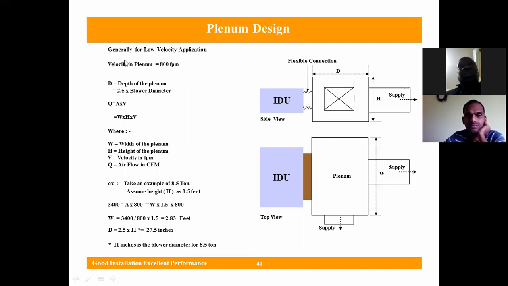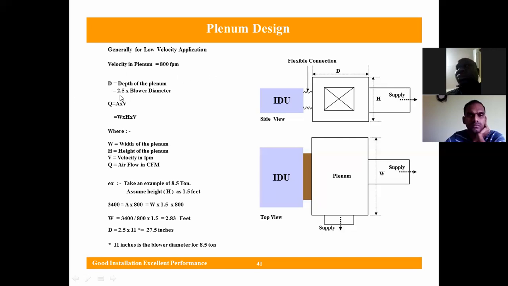Now, generally for low velocity application, the velocity in the plenum is 800 fpm. Normally the speed, the velocity in the plenum will be 800 fpm, feet per minute. So assume the velocity is 800 fpm. Now, the depth of the plenum. First we are going to find out the depth.